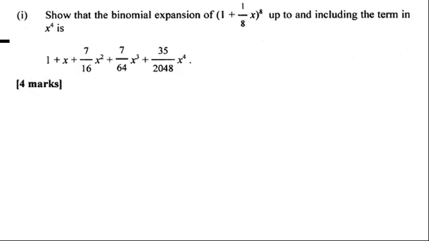This is our first question that we're going to attempt, and in attempting it, I'll go through the formula that we're going to use and so on. So it says, show that the binomial expansion of 1 plus 1 over 8 x to the 8 up to and including the term in x to the 4 is this. So it's saying when I expand this, I'm expecting to get this. It's a show, so we know where we're headed. Now, the binomial theorem, or rather the binomial expansion formula, is on your formula sheet. So I'm just going to copy and paste it here and then show you how to use it.